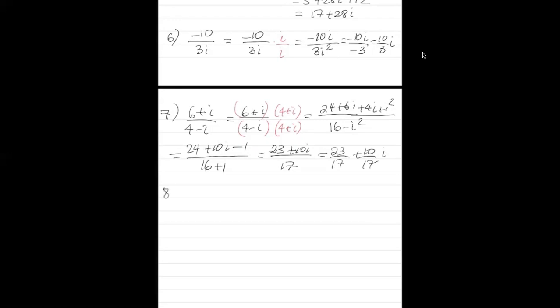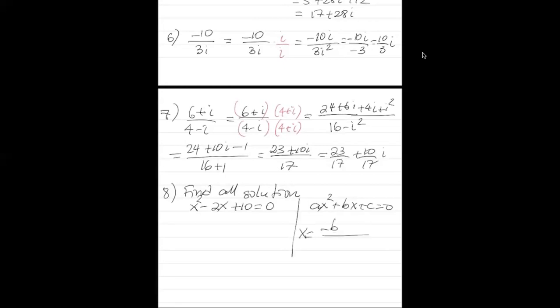Number 8, find all solutions. So the equation is x squared minus 2x plus 10 equals 0. Let's recall the quadratic formula for a quadratic equation. It's negative b plus or minus square root of b squared minus 4ac over 2a. So this is our formula. Back to our equation. a is 1, b is negative 2, c is 10.